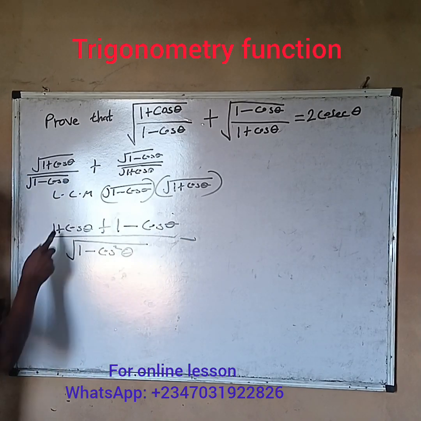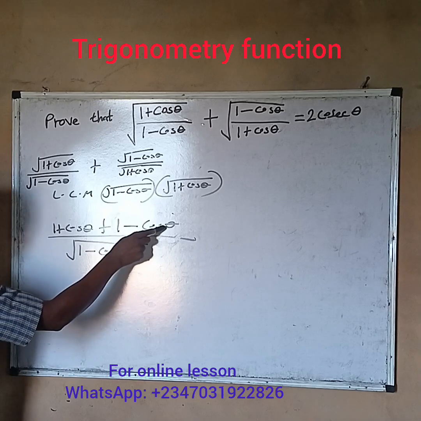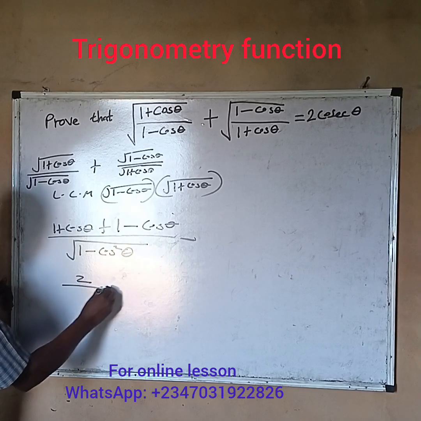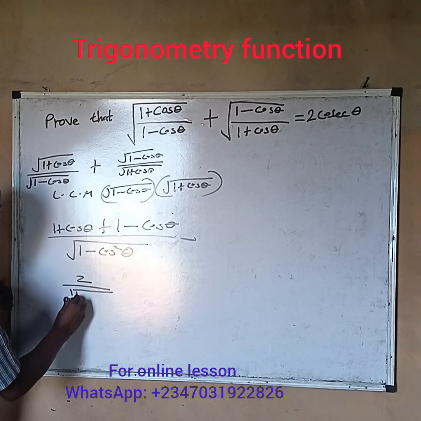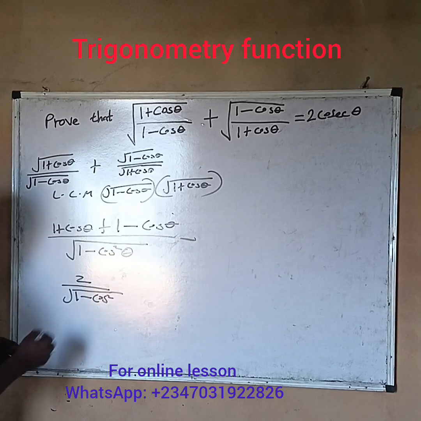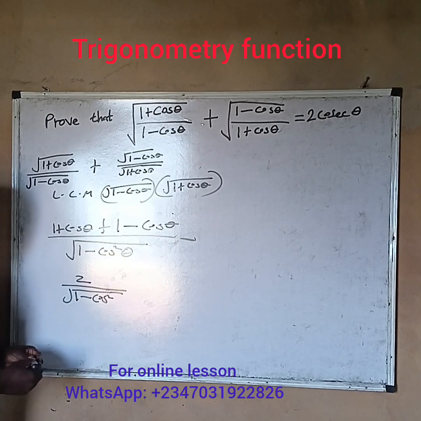Thereafter, we'll now have plus cos theta minus cos theta, that is now 0. So you have 1 plus 1. So you are now having 2 over the square root of 1 minus cos squared theta. That is what you now have.